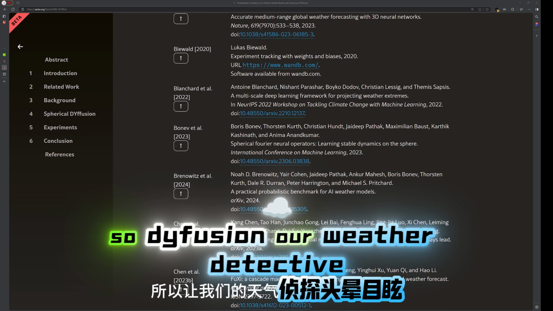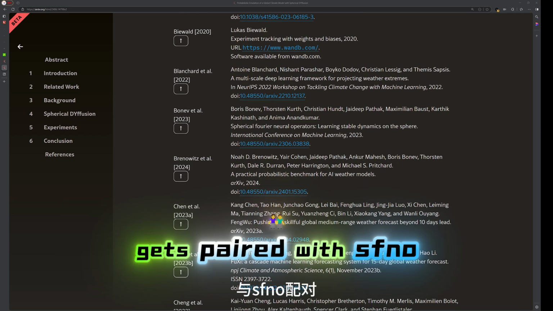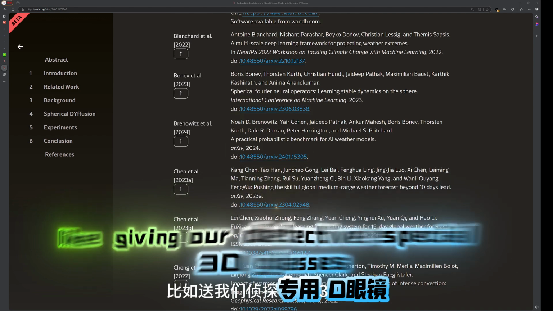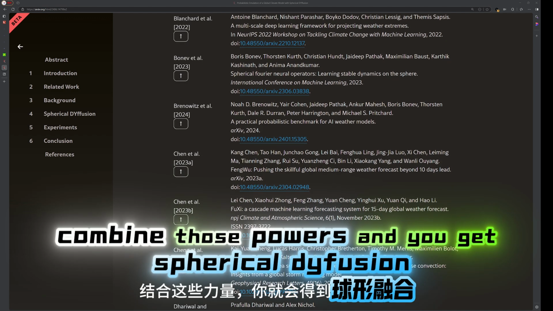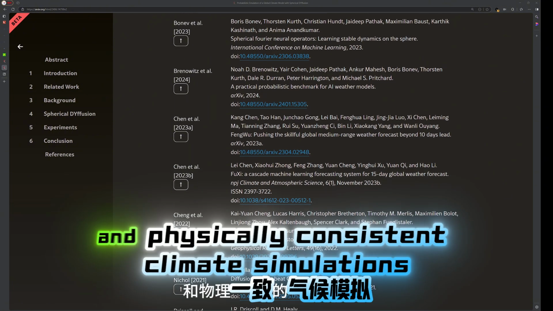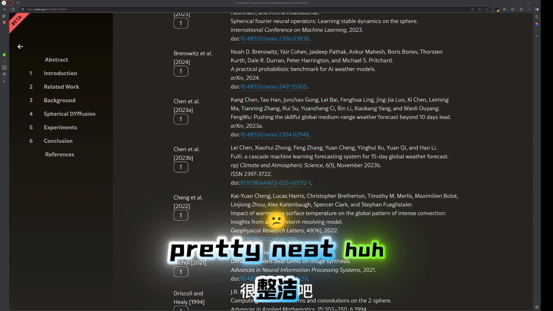So DYffusion, our weather detective, gets paired with SFNO, who knows all about the Earth's shape, like giving our detectives special 3D glasses. That's the idea. Combine those powers and you get spherical DYffusion. Fast, accurate, and physically consistent climate simulations all on a spherical Earth. Pretty neat, huh? Super neat.